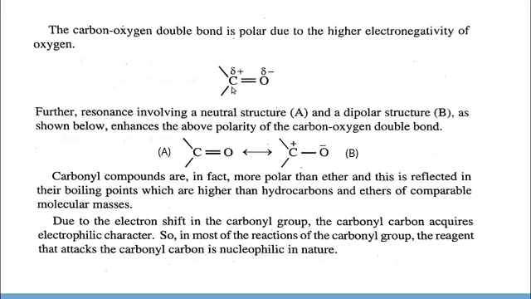Now let us know more about the polar nature of the carbonyl group, C=O. We know that oxygen has high electronegativity compared to carbon. Electronegativity means the tendency of an atom to attract the shared pair of electrons towards itself. In this case, oxygen has high electronegativity compared to carbon. So oxygen will have a partial negative charge, and carbon will have a partial positive charge. So there will be a charge separation, which is known as polarity.